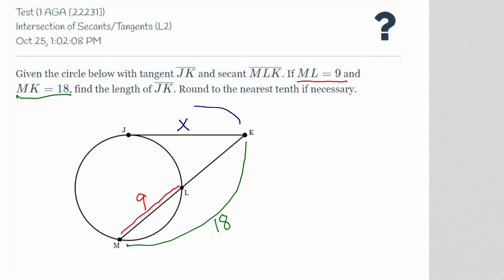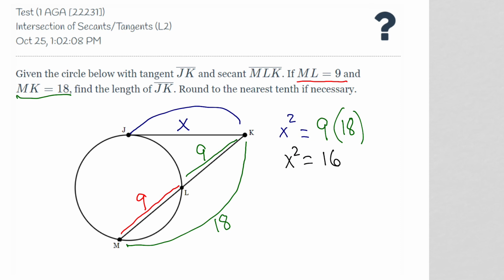Remember that the tangent segment squared is equal to the outside piece times the whole, and I can find the outside piece by taking 18 and subtracting 9 from it, which will give us the length from L to K. The length from L to K is also 9. So now we know the outside piece is 9, and the whole thing is 18. So now x squared is equal to 162.